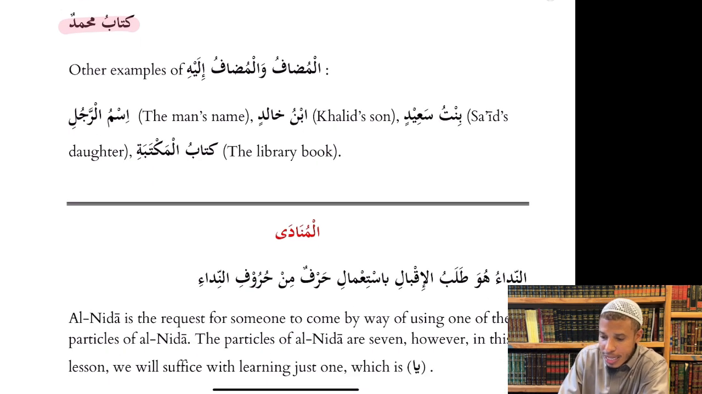All right. Ismur rajuli, the man's name. Look at the structure. Ismur rajuli. This is mudaf ilay. Look at the principles that we learned already from before. So ism, it doesn't have harf ta'rif, it doesn't have tanween. Likewise, ar-rajul is mudaf ilay.